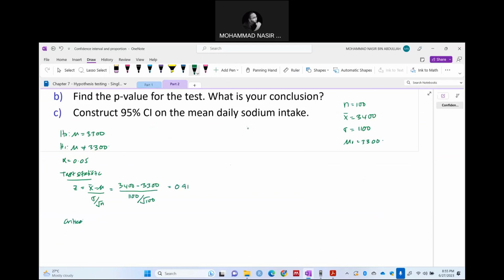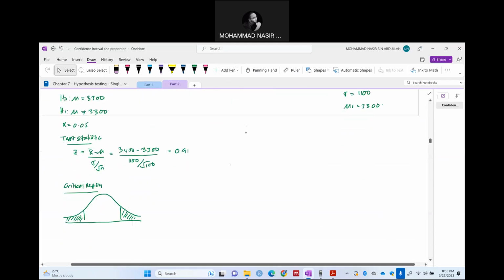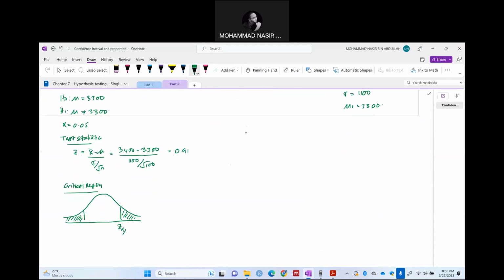Critical region. So since this is a two-tail test, the rejection area is going to be on both sides. So this is Z alpha divided by 2. This is negative Z alpha divided by 2. So Z alpha divided by 2 is equal to Z 0.025, which is 1.96. Right? So this is negative 1.96 and 1.96.